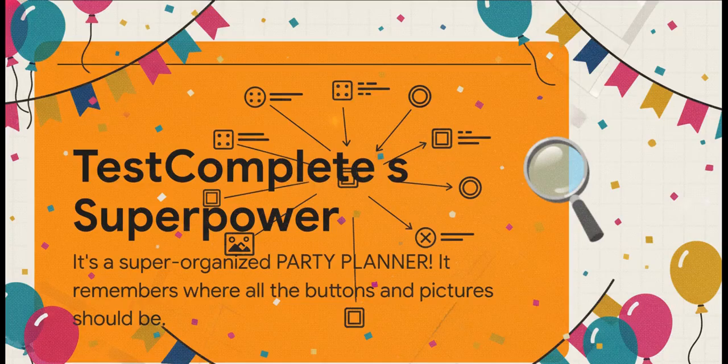So TestComplete's superpower is that it's like a super organized party planner. It remembers exactly where every single button and picture is supposed to be. So if the people making the game move a button a little bit to the left, TestComplete doesn't get confused. It just finds the button and keeps right on testing.